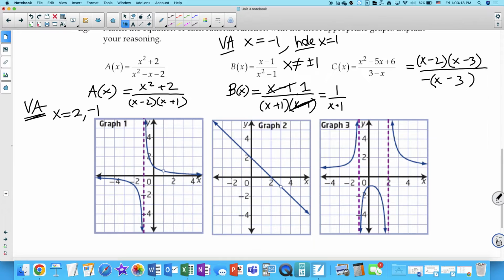So now that I take out that negative sign, yes, there's a factor that will cancel. However, I have to also think about non-permissibles. So what's the non-permissible value here? 3. Now that's the factor that cancels. So we're going to see a hole.